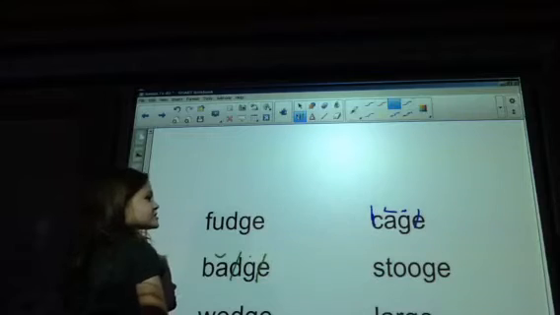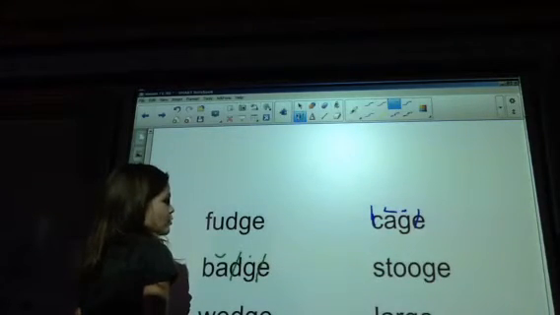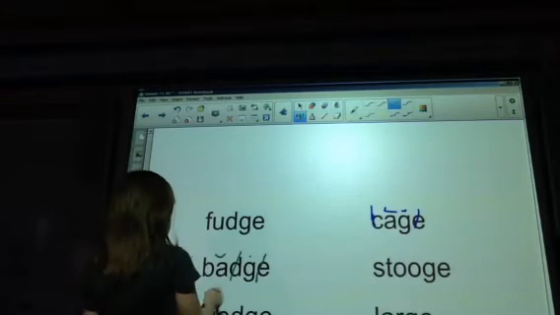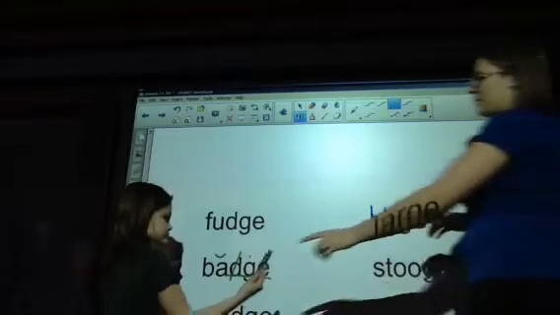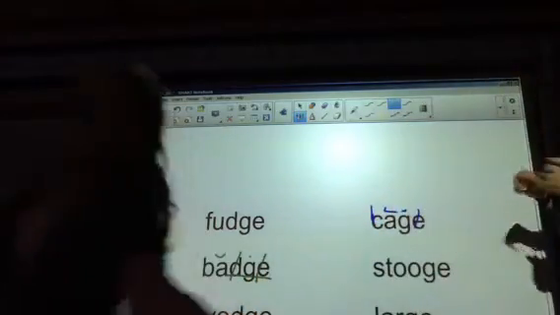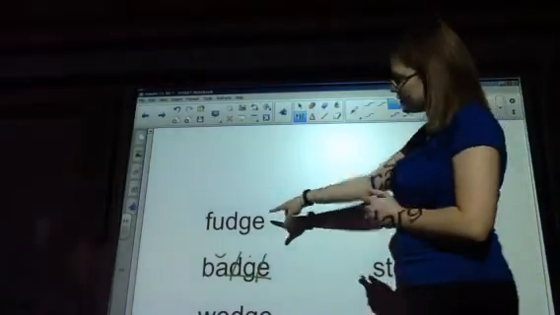I think we box it. If we box it, then the bat is going to have to be a word by itself. Or underline it. Underline it. Okay, good. All right, thank you, ma'am. So now we've done one in each column. Let's see if we can figure out the rest of them. What do I need to do for this word?